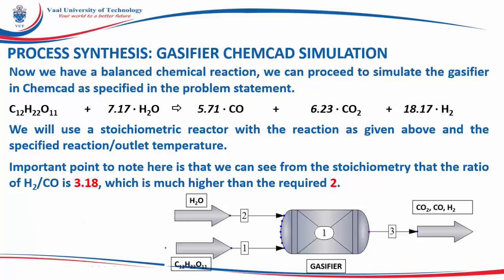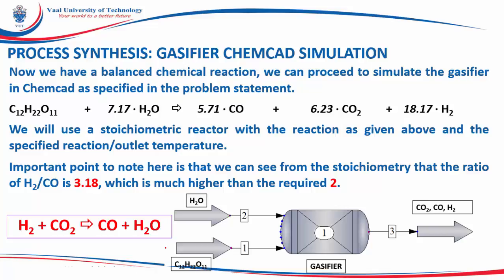What does this mean? Does it mean that we do not require the water gas shift since we are already above the required ratio of 2? I don't think so. I think that we can still use the water gas shift to shift the H2 and CO towards making more CO, so that you shift the ratio back to 2 by using CO2 and H2 to produce CO and water.